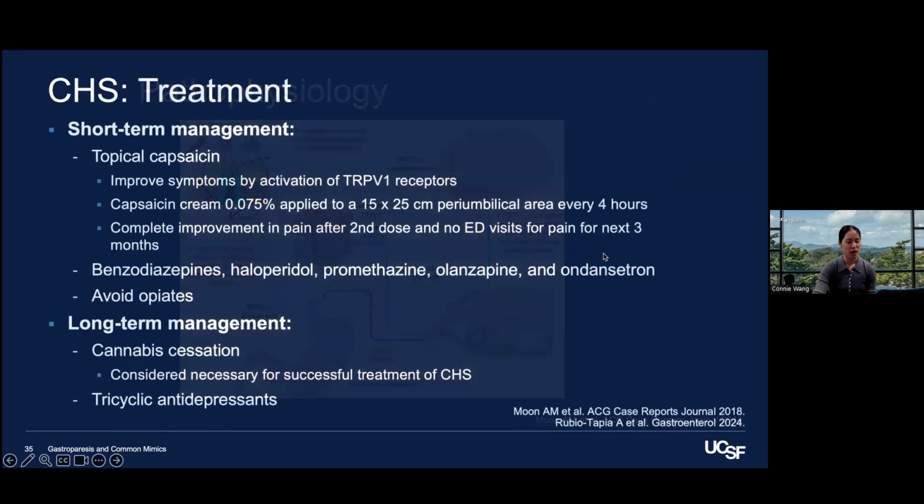I know I'm running out of time, so I just want to touch upon treatment. Classically, in the ED, I think everyone is familiar with topical capsaicin. The reason we think this works is the activation of the TRPV1 receptors. But there are other antiemetics that you can use. Really important, oftentimes patients get opiates, but this is really something you want to try to avoid.